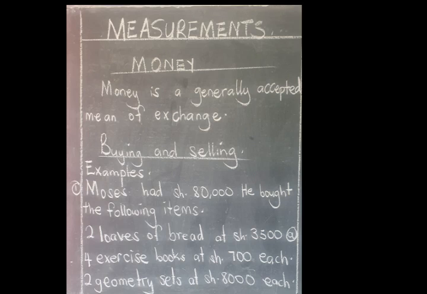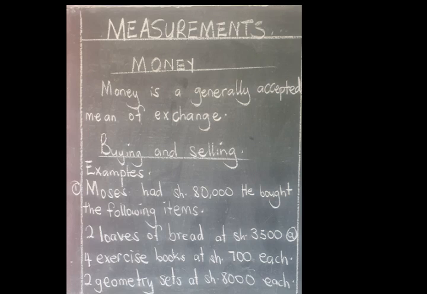Having completed the previous topic, we are handling a new theme, which is measurements. Under measurements, we are going to handle money, whereby money is a generally acceptable means of exchange. Children of primary 5, money is a generally acceptable means of exchange.